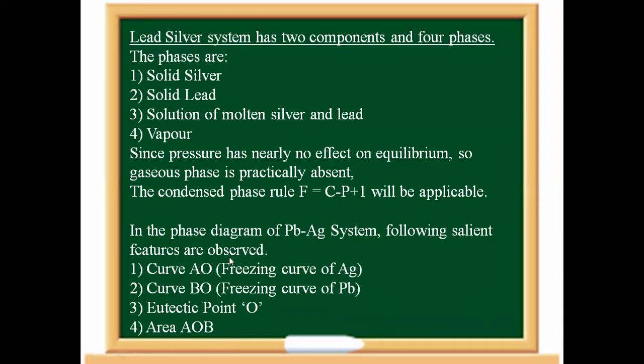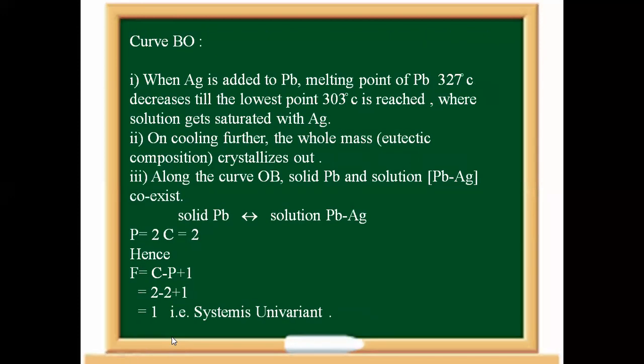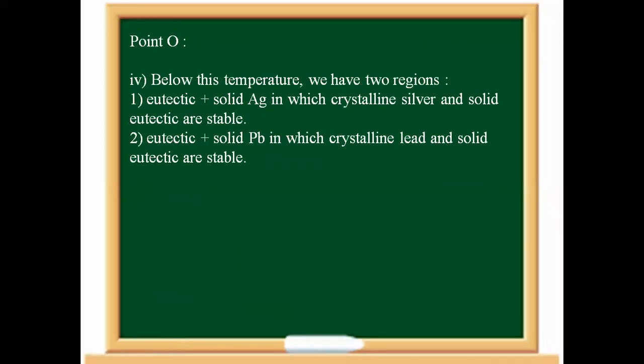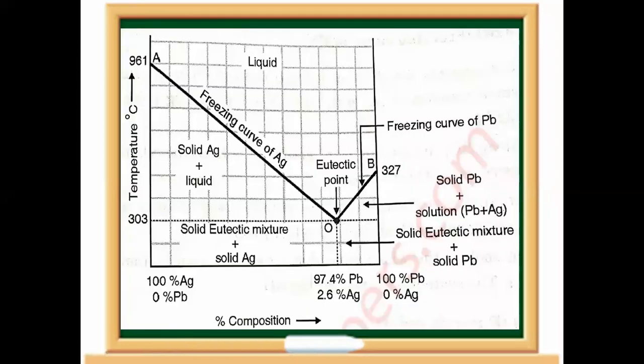So in this phase diagram, as I told you, there is freezing curve of silver, freezing curve of lead, there is this point O, and there is this area AOB. Now, this curve AO and this curve BO, they meet at point O. Okay. Now let us have a check on what is the composition of lead silver saturated solution over here.